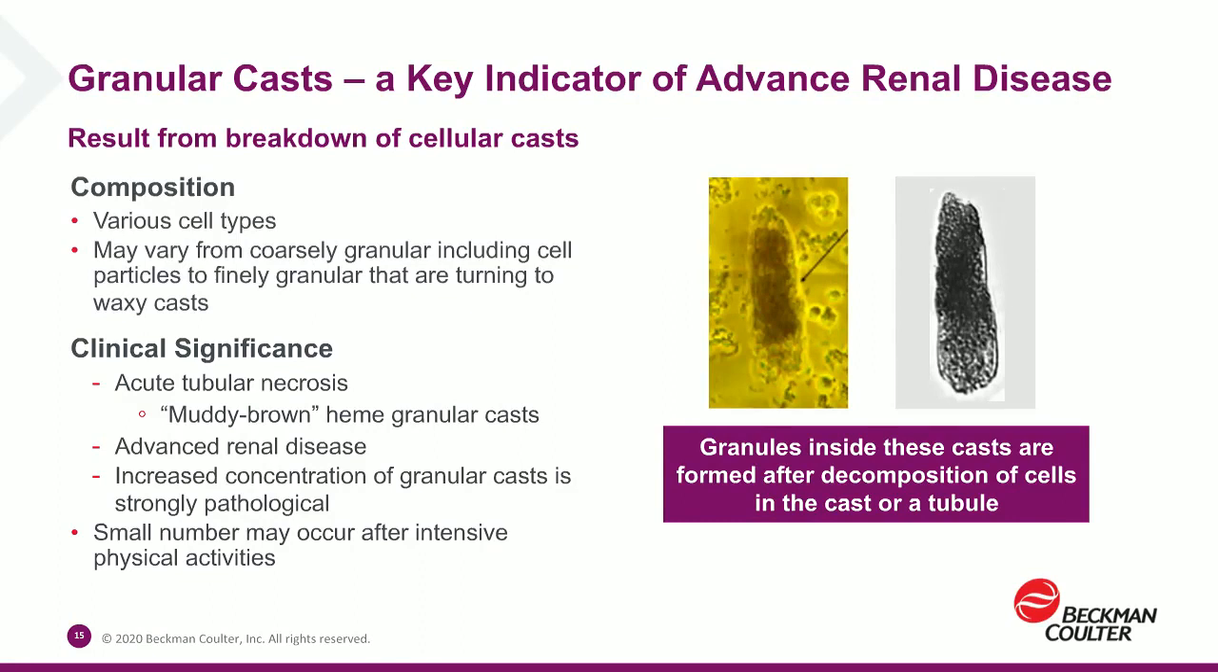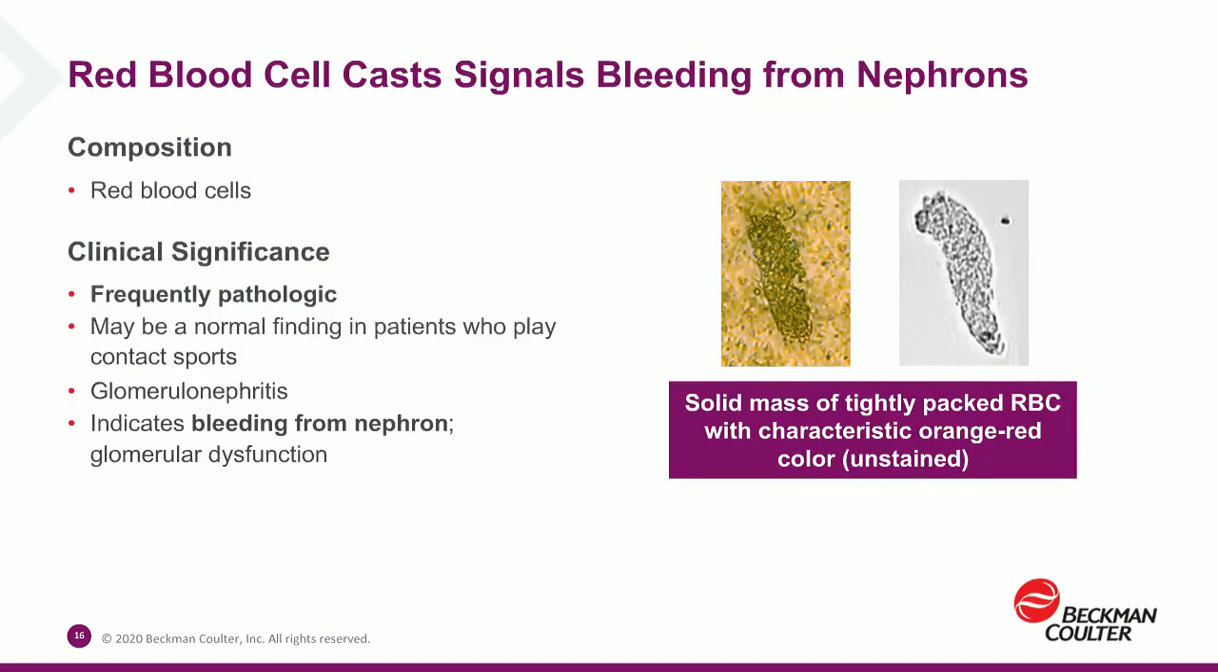Granular casts. Granular casts vary from coarsely to finely granular particles and clinically indicate acute tubular necrosis or advanced renal disease. A small number of these casts may be present in the absence of disease or found after intensive physical activities. Red blood cell casts. Red blood cell casts are frequently pathologic and clinically a red flag. Red blood cell casts indicate bleeding from the nephron and are suggestive of glomerular dysfunction.